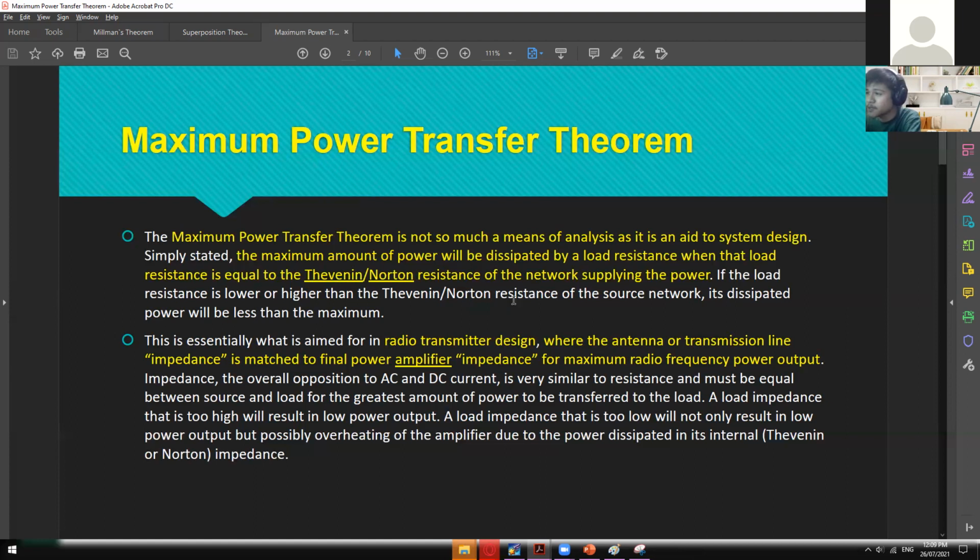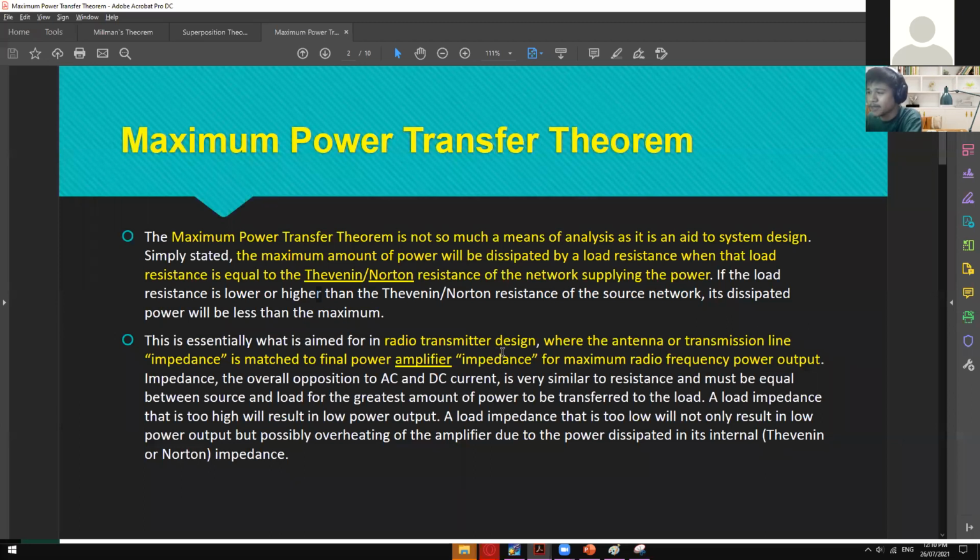Later on, we will discuss that one if we have a lower or higher, or if we have a 1:1 resistance with your RL. This is essentially what is aimed for in radio transmitter design, where the antenna or transmission line impedance is matched to the final power amplifier impedance for maximum power output. Meaning, if we have, let's say, 1 volt coming from our source, then we should also receive 1 volt on our load resistance. That's basically the idea of the maximum power transfer theorem.